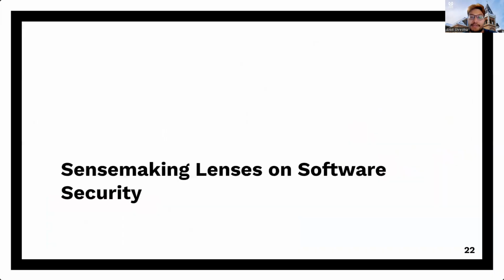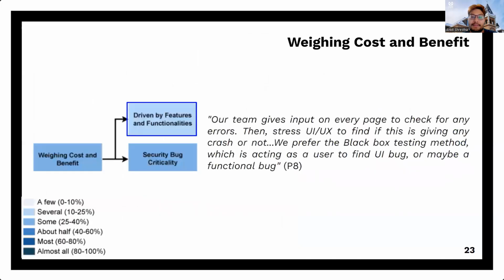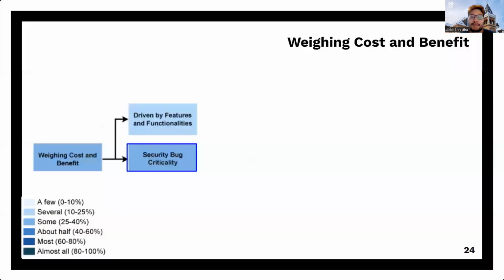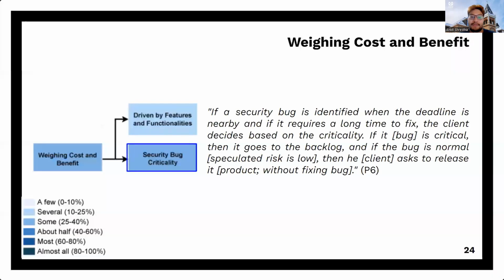Our second theme is sense-making lenses on software security. The participants reported that cost and benefit are looked at for security implementations. First, the focus is mostly on testing features and functionalities. Here in the quote, the participant talks about how the developers are focused on finding functional and UX bugs, but not security bugs. In cases where a security bug is found, it is decided based on the criticality of the bug. Unless the bug is extremely critical, the product is released without fixing it.